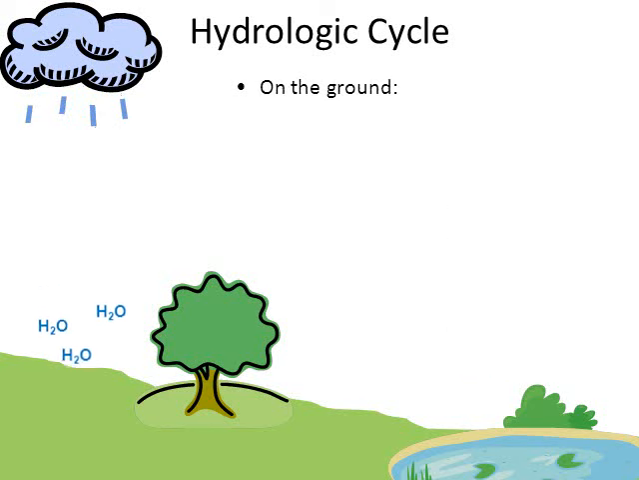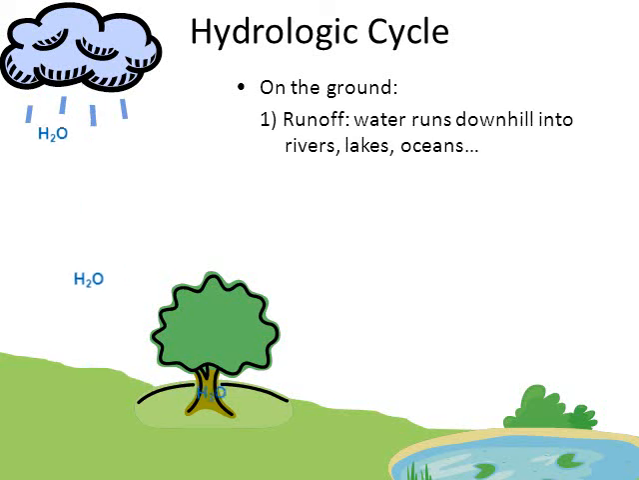And so once water is on the ground because of precipitation, one of two things will happen. Either it will run off downhill, and runoff is simply when water runs downhill into a river, into a lake, into an ocean.